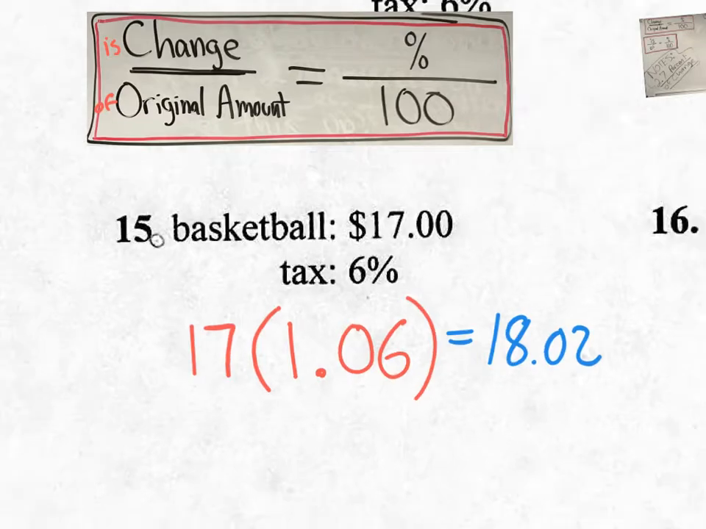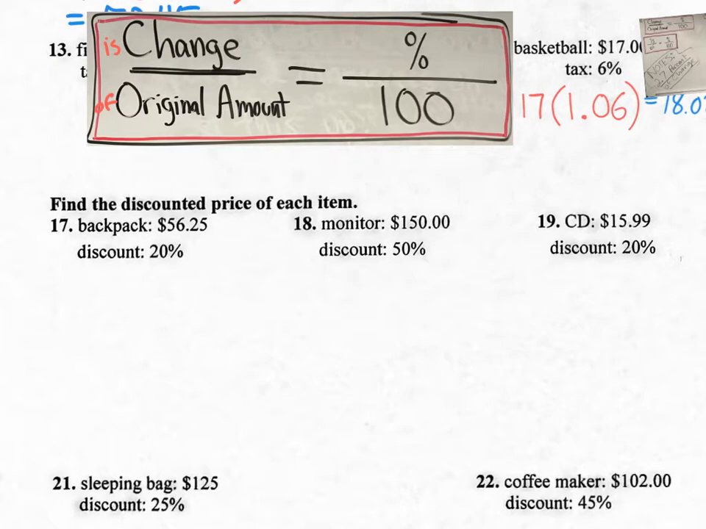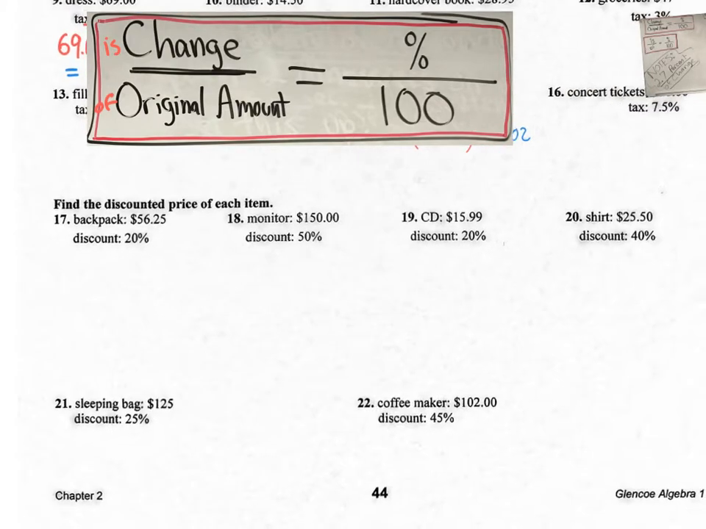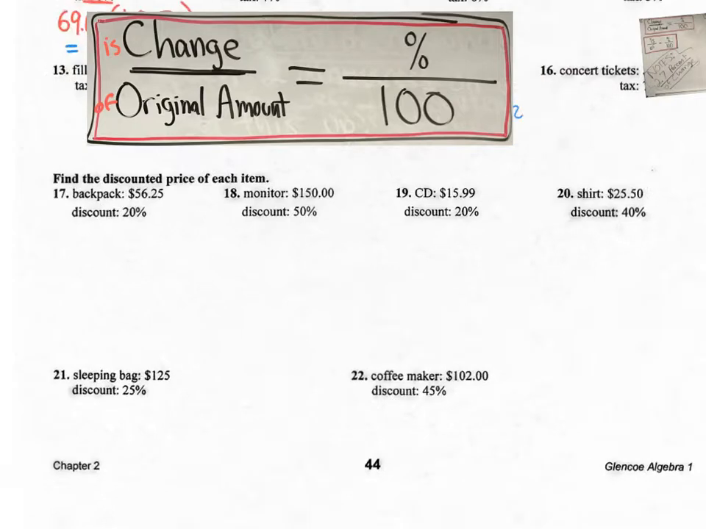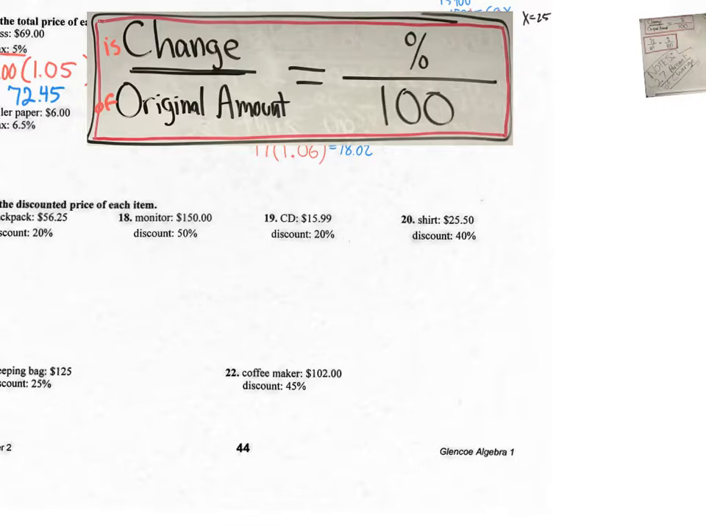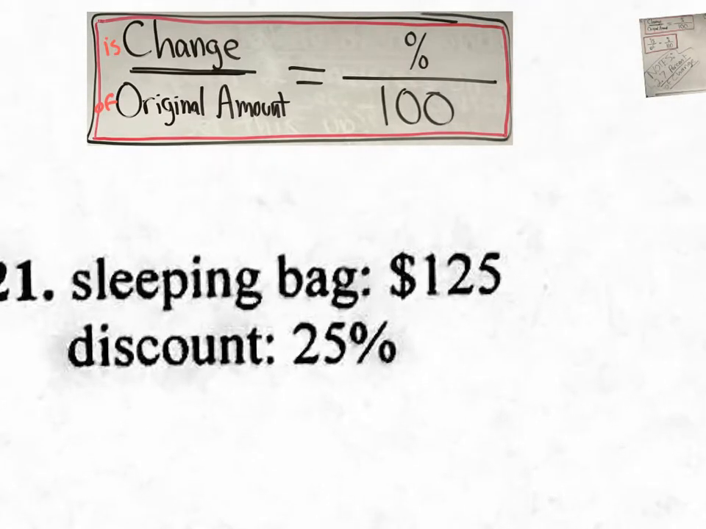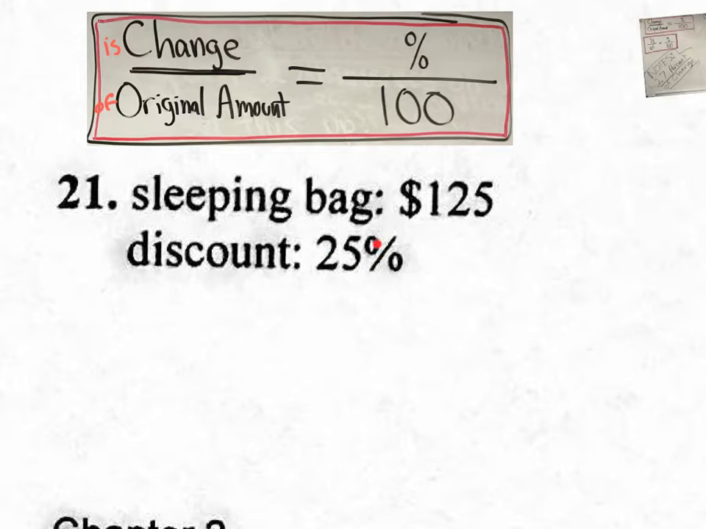So there's obviously more types of questions on this worksheet. Let's jump down to these where there's actually a discount, like a sale going on. So pick one, 17 through 22, pick one. 18. That one looks easy. Let's do something else. Because 50% is just half off of it, right? 21, sure, why not? So you're talking about an expensive sleeping bag here. And the discount is 25%.